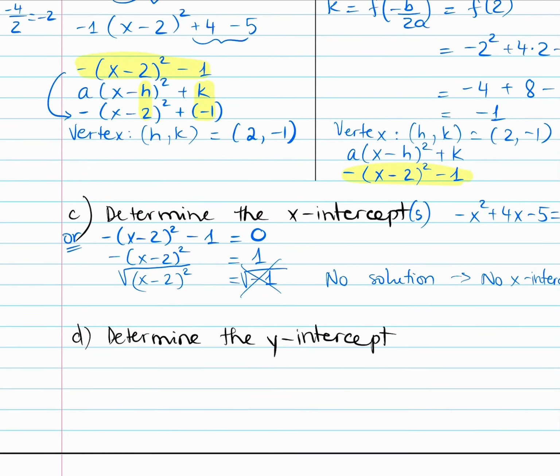Okay, now to find the y-intercept, you just let x be 0. So for this one, you can plug 0 in for either the standard form or the vertex form, whichever you prefer. I can use the standard form. So if we use the standard form, which is this form right here, we would have -0 squared plus 4 times 0 minus 5. And then you should just end up with -5. So the y-intercept is the point (0, -5).